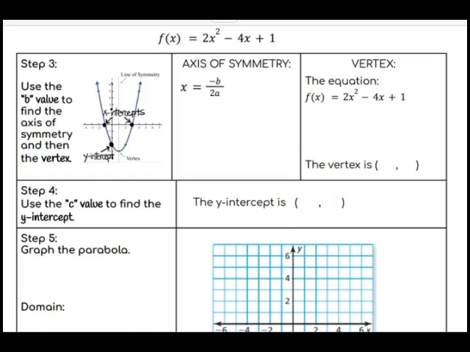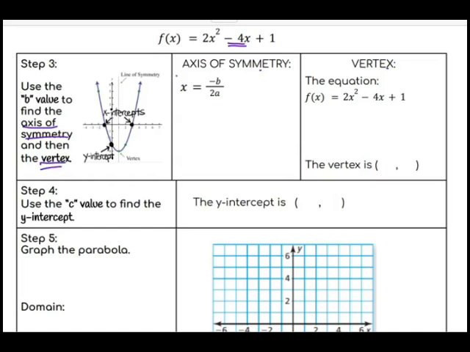Now we're going to take a look at the axis of symmetry and the vertex. We're now on to the b value. The b value, as you recall in our example, is negative 4. So we're going to use the b value to find the axis of symmetry, line of symmetry, and then we're going to use that value to find the vertex.